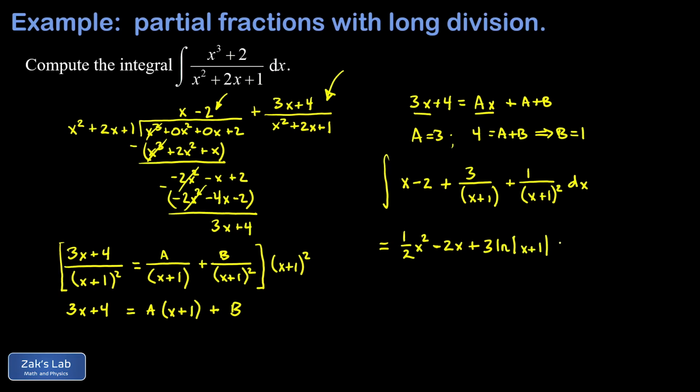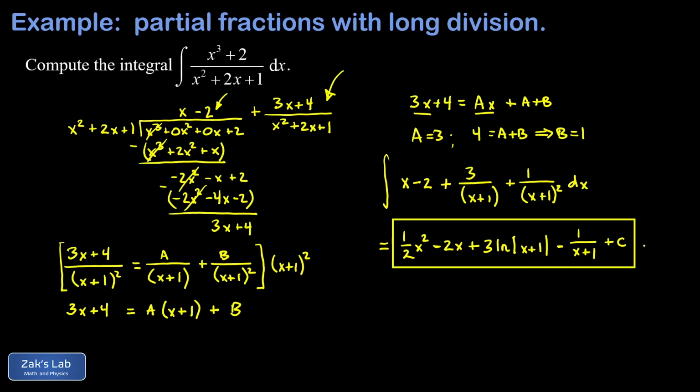And 1 over x plus 1 quantity squared, we have to view that as x plus 1 to the negative 2. And that integrates to x plus 1 to the negative 1 divided by negative 1. Well, that just puts a minus sign out in front. And x plus 1 to the negative 1, that's a 1 over x plus 1. Don't forget to add the plus c. And this one is done.